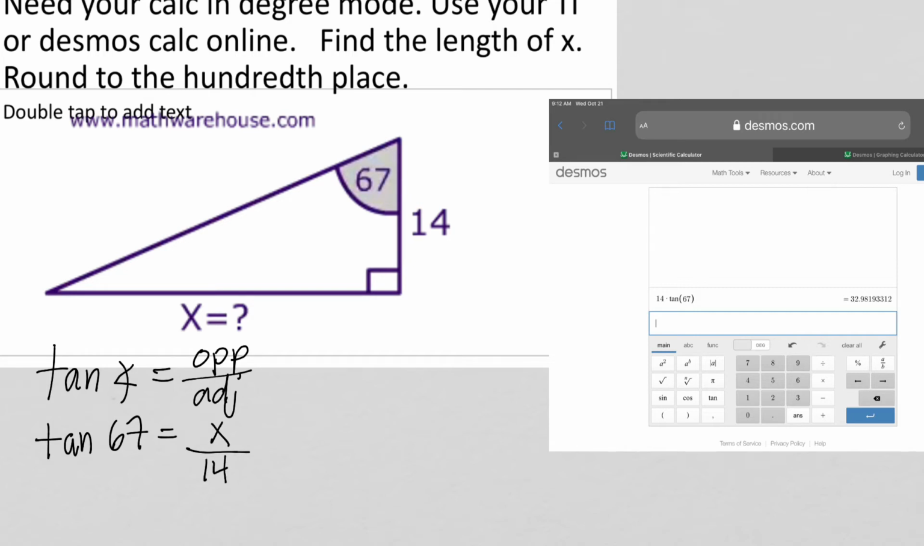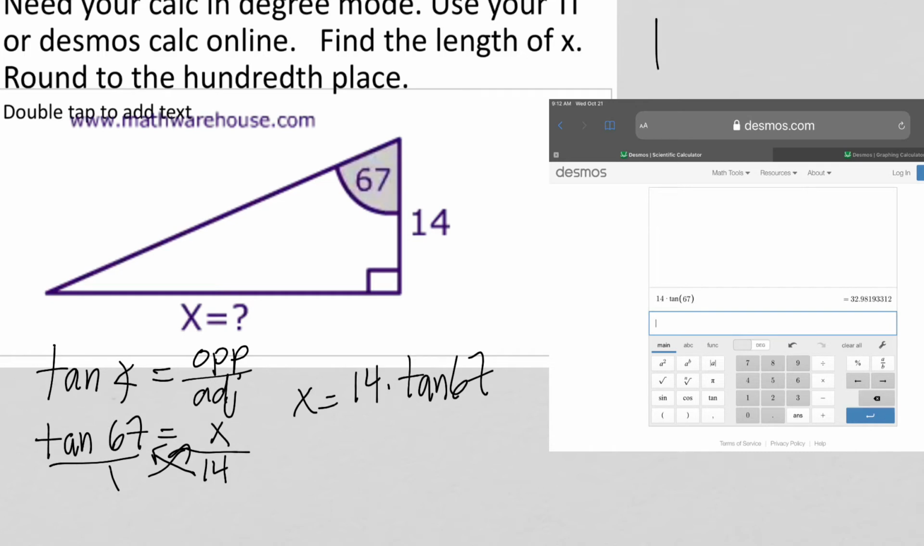Now I have an equation that I need to isolate and move things around to get my x, correct? So I'm going to be multiplying here. I'm going to put this over 1, and I'm going to cross multiply. So this times x is x. And then 14, I'm going to be multiplying it by tan 67. So 14 times tangent 67.